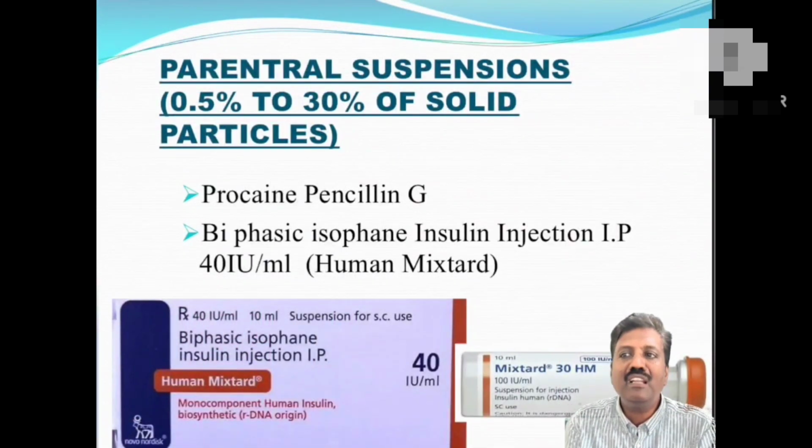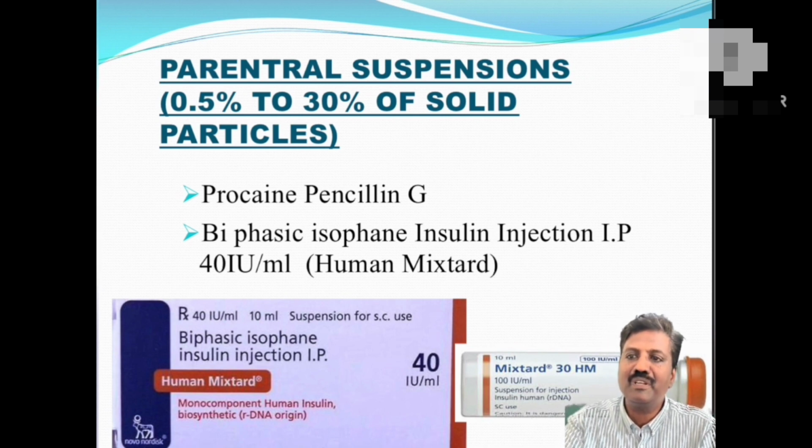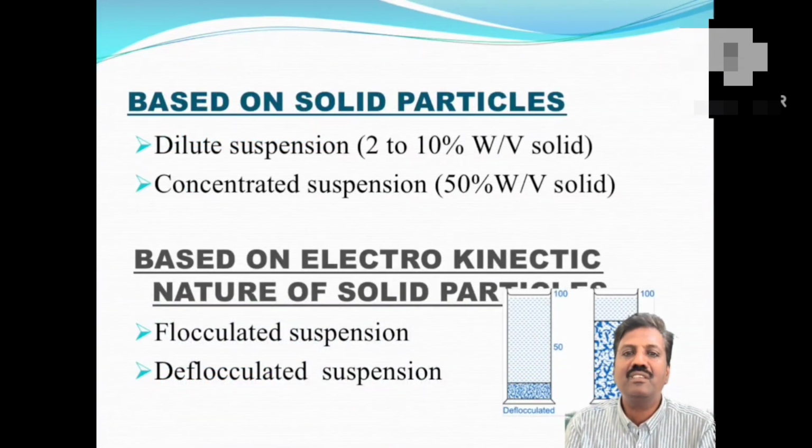Next is the parenteral suspension. Very popular nowadays is the biphasic isophane insulin injection. It's a very important, life-saving suspension, and 0.5 to 30% solid particles are present in it, as we see in the slide. Procaine penicillin G is also available as a parenteral suspension. Based on the solid content, suspensions are classified into dilute suspension, 2 to 10% weight by volume of solids, and concentrated suspension, 50% weight by volume of solids. Based on the electrokinetic nature of the solid particles, there are flocculated suspensions and deflocculated suspensions.